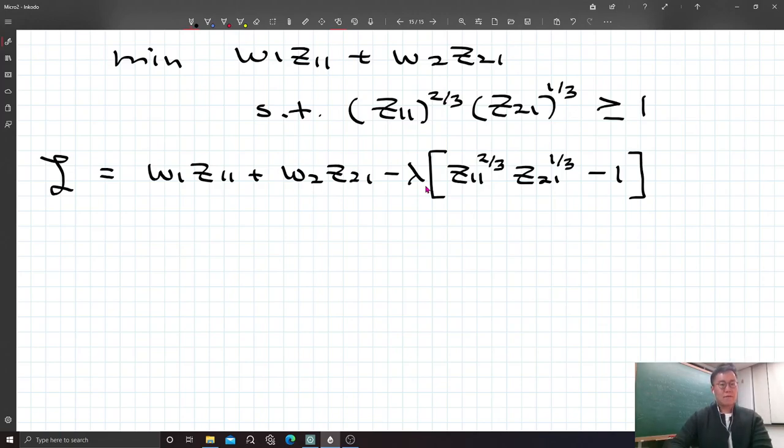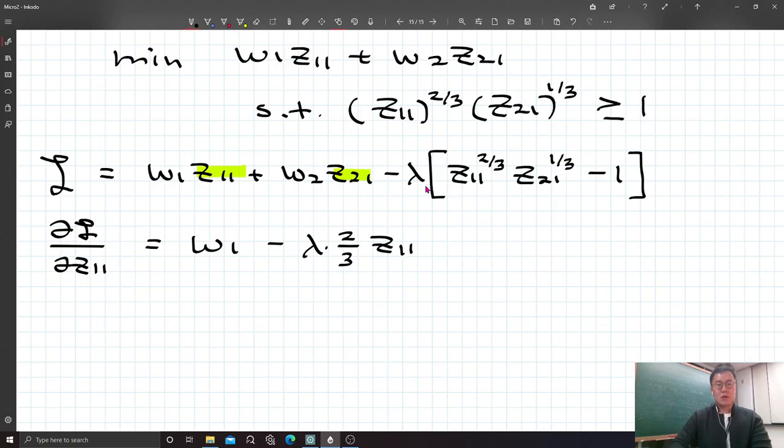All right, and the first order condition. So the first order condition with respect to Z11, and we need to find these two choice variables. So W1 minus lambda times 2/3 Z11 to the power negative 1/3 times Z21 to the power 1/3, and set it equal to 0.